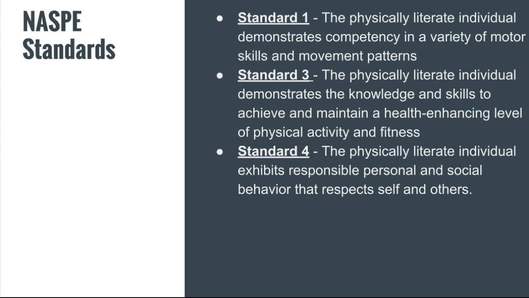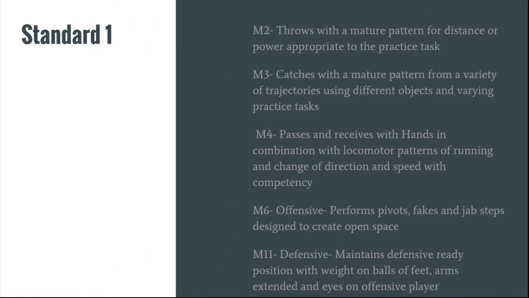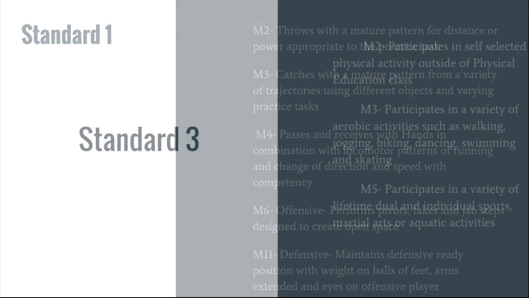For this unit, we decided to put emphasis on standards 1, 3, and 4. Standard 1 focuses on the psychomotor domain. As seen here, within Standard 1, Tchoukball requires players to throw and receive while both stationary and moving, as well as traveling in different locomotor patterns with different speeds and changes in direction. Because the offensive team can score on either end of the playing area, maintaining a low athletic stance, pivots, and fakes are a crucial aspect of the game.